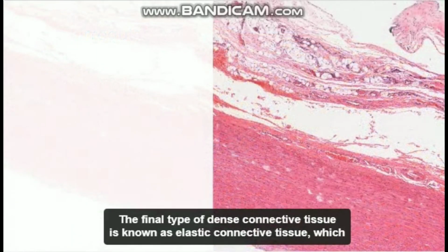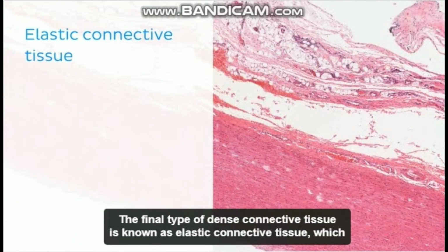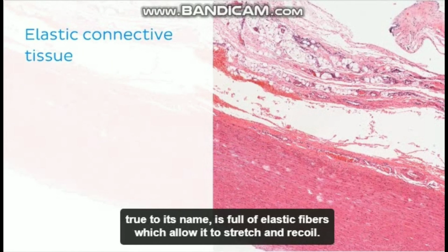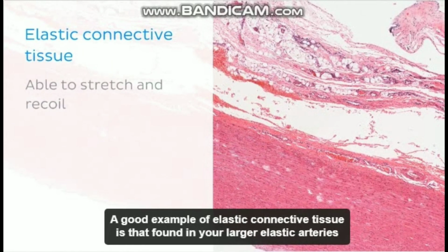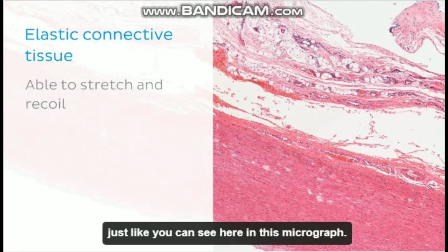The final type of dense connective tissue is known as elastic connective tissue, which, true to its name, is full of elastic fibers, which allow it to stretch and recoil. A good example of elastic connective tissue is that found in your large elastic arteries, just like you can see here in this micrograph.